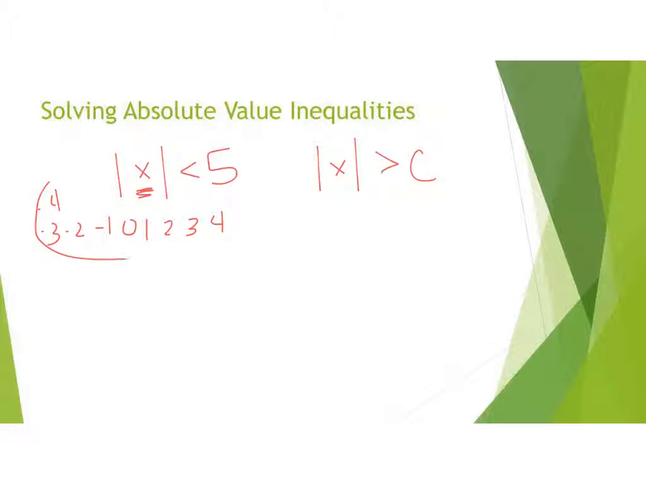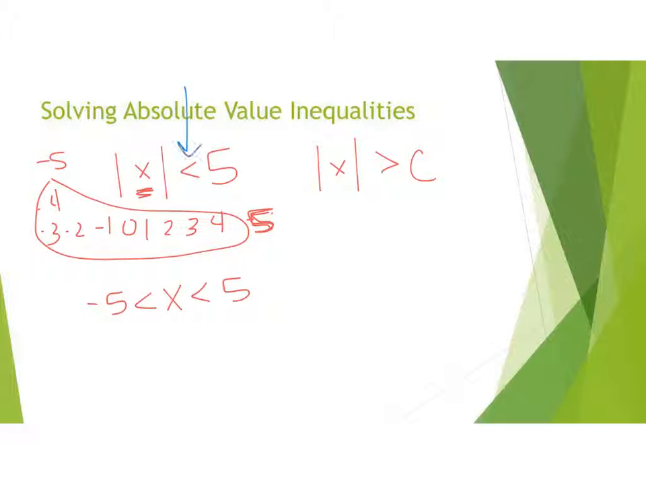But it's these numbers between negative 5 and 5, which makes this an and statement. So x has to be less than 5 and x has to be greater than negative 5. So if you start out with a less than inequality, it's going to turn into an and compound inequality.